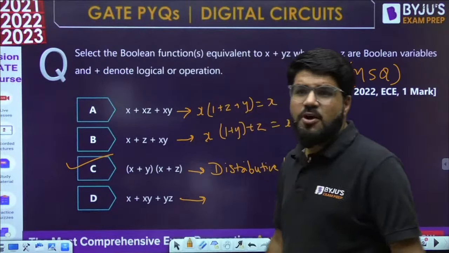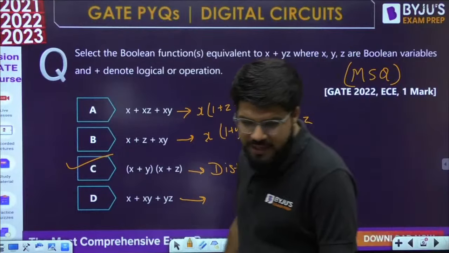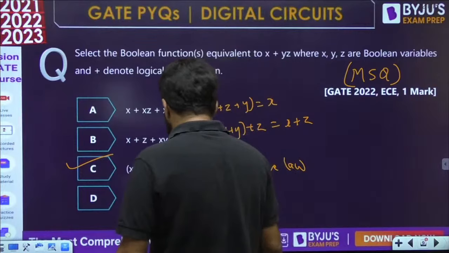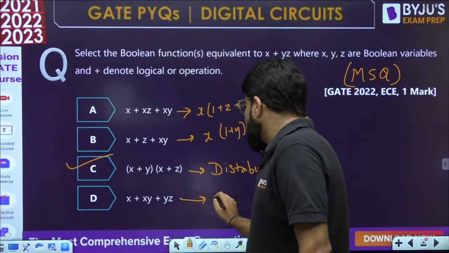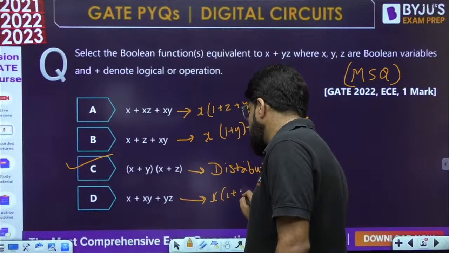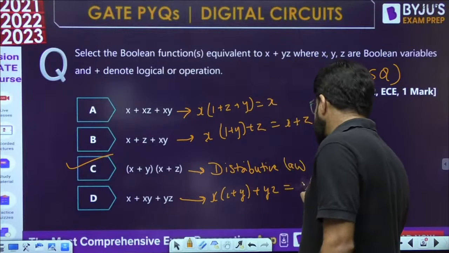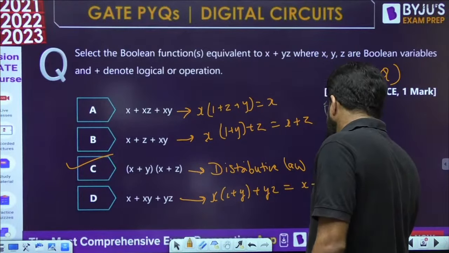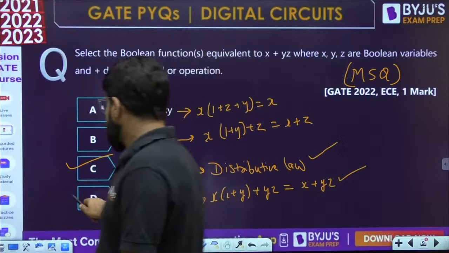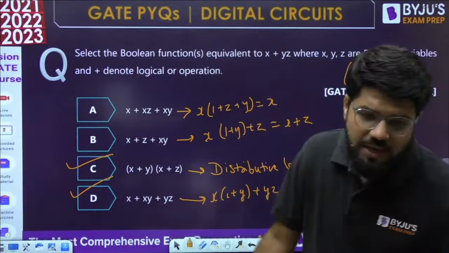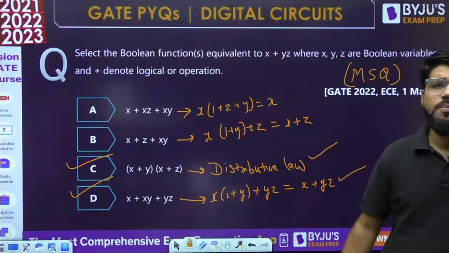Finally, I check option number D. Akansha has come up with the answer: C and D is what is coming up. Great, guys. Now, in option number D, x common from the first two terms, so 1 plus y, then plus yz. 1 plus y is 1, so I get x plus yz. That is the area of my interest. So option number D is also correct. Multiple select question, where one or more than one option can be correct.